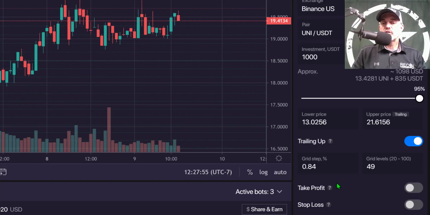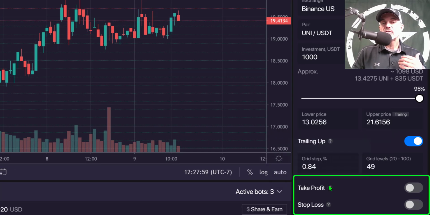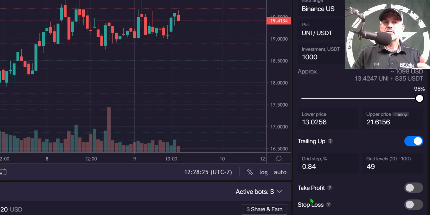Now, two additional features available on Bitscap are Take Profit, where you could actually have the bot stop, sell all your positions, and take a profit at a certain percentage. And so you could toggle that on and say, once the bot hits 5% profit, stop the bot and take profit. And then the next feature would be a stop loss.